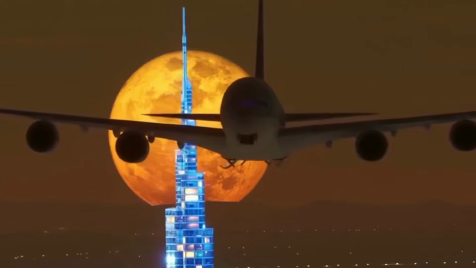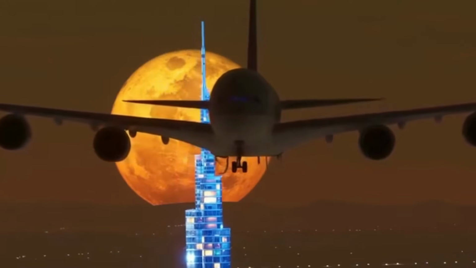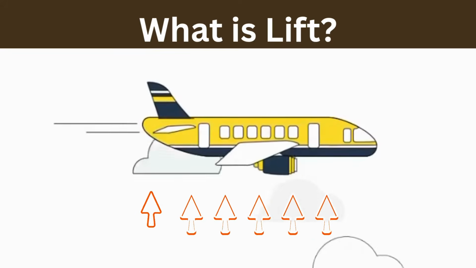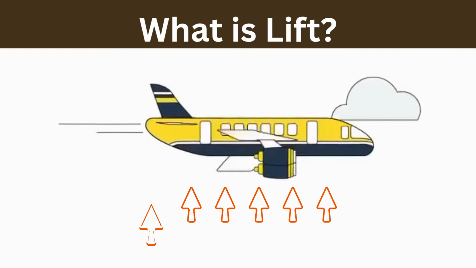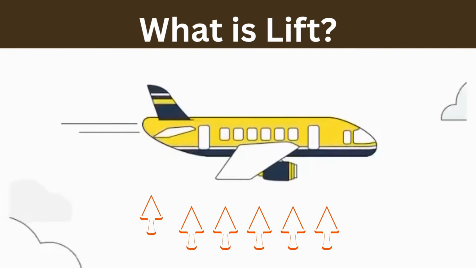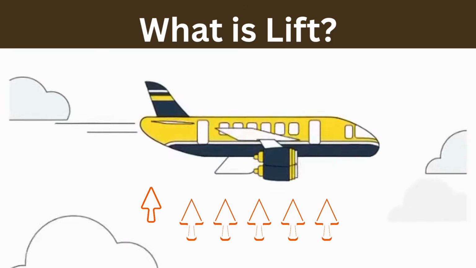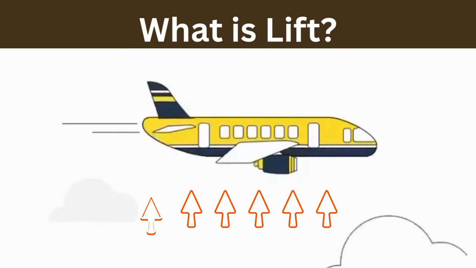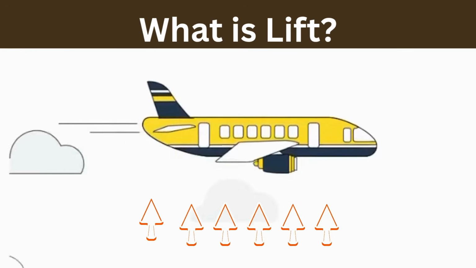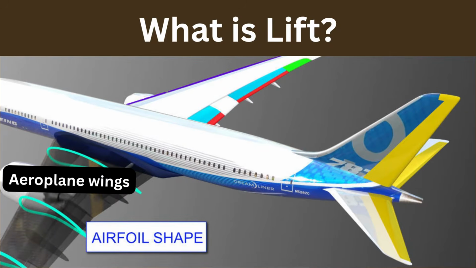Before we go deeper, we need to answer one thing. What exactly is lift? Lift is the force that pushes an airplane upward, the opposite of gravity. To fly, an aircraft must generate more lift than its own weight. But here's the twist: air isn't pushing the plane up from below like a spring. The plane is actually pulling itself through the air in a way that makes the air push it upward. And it all starts with the wing.